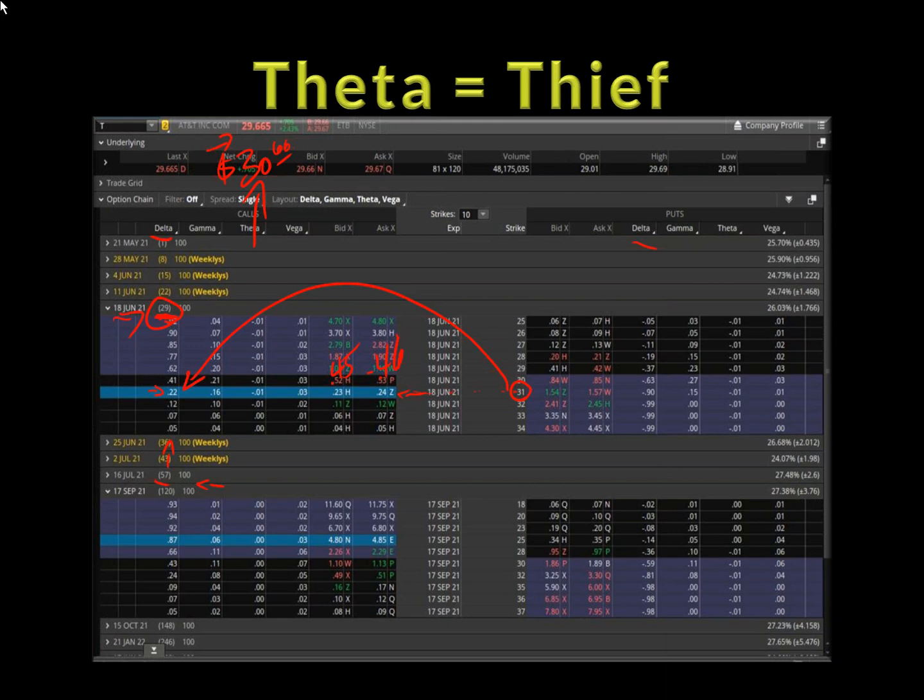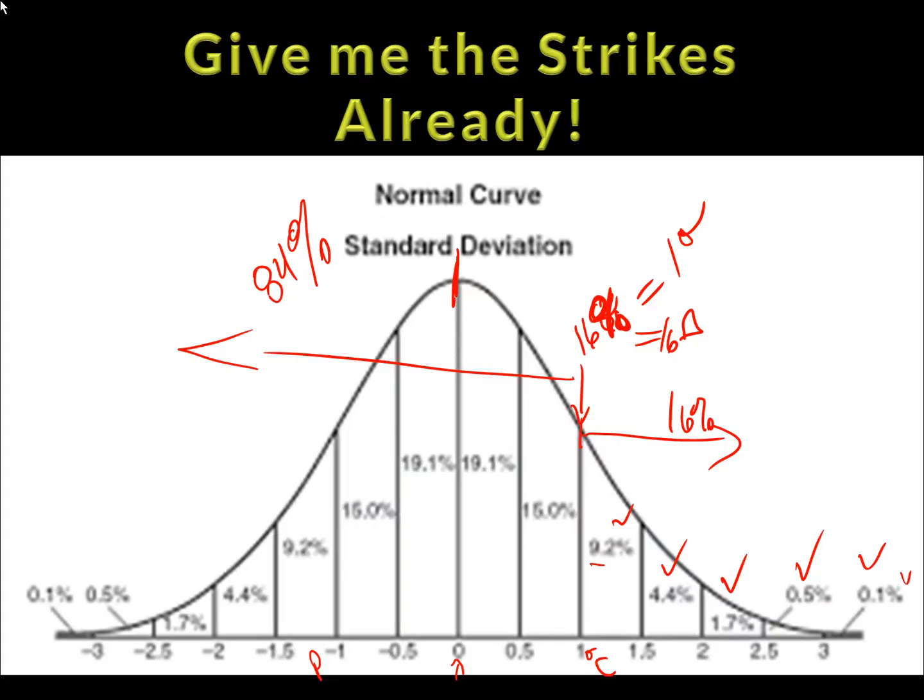It'll help you sleep at night. When it goes up there, the probabilities are half that of it being in the money at expiration, so you can sleep at night a little bit better. All right, so we talked about the long call diagonal.